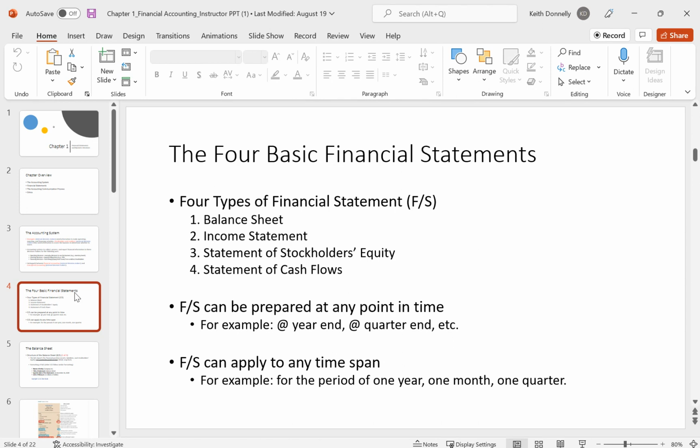Now, these can be prepared at any point in time, right? Like on the first of the year, the last of the year, any date, we can prepare these. I can open up and create a balance sheet right now if I want. Likewise, they can apply for any time span. So the income statement may show our revenues and expenses for the last 6 months of operation, or it could show a month, a quarter, a year, right? It's showing different things.